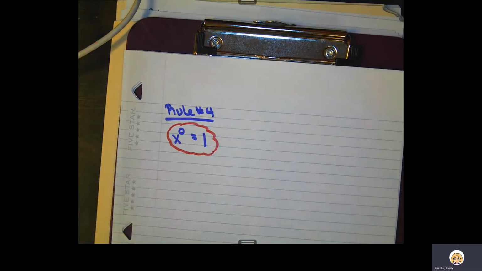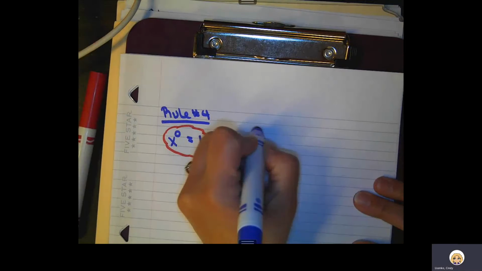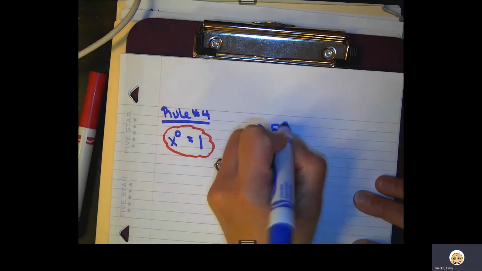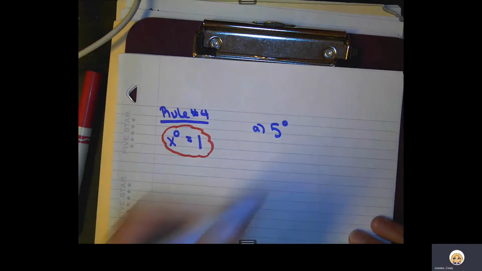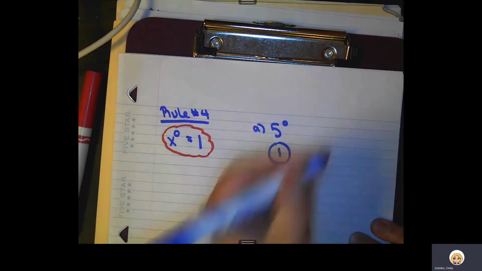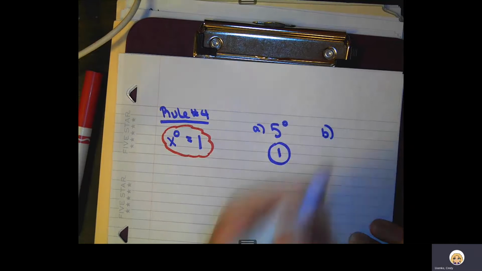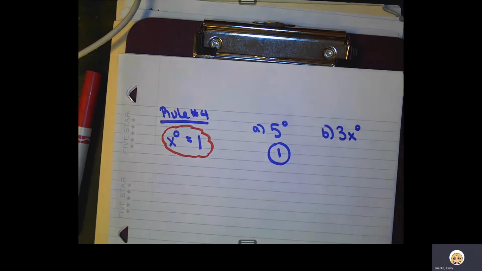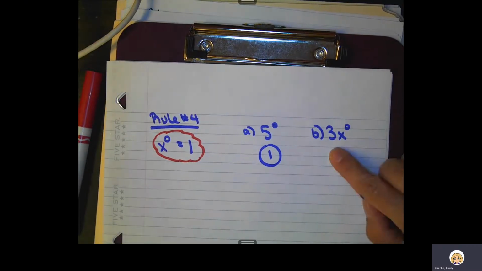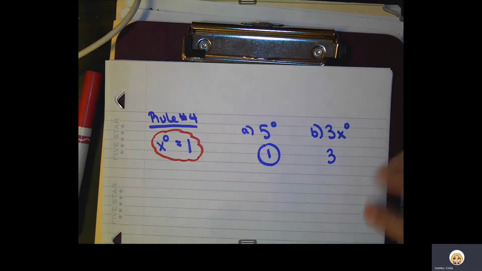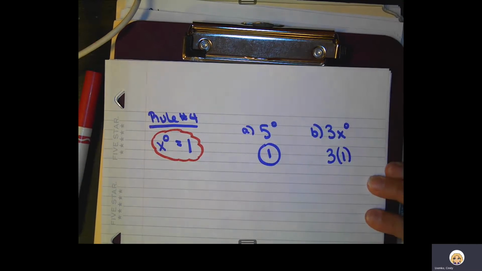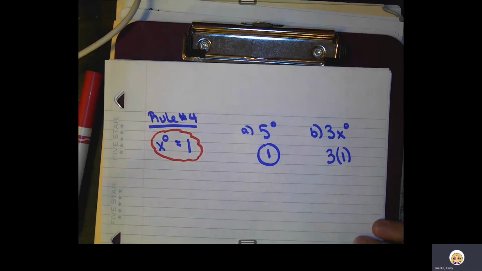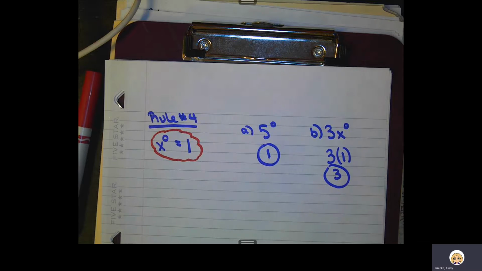So we'll do a couple of examples. Here's example A, 5 to the 0. Well, we just said anything to the 0 power is 1, so that answer is 1. Example B, if we have 3x to the 0 power, the answer is not completely 1. This exponent's only attached to the x, so we bring down the 3. X to the 0 equals 1, so we are changing that x to the 0 to 1. 3 times 1, that gives us 3. So remember the exponent only goes with the term that it's attached to, or the variable.